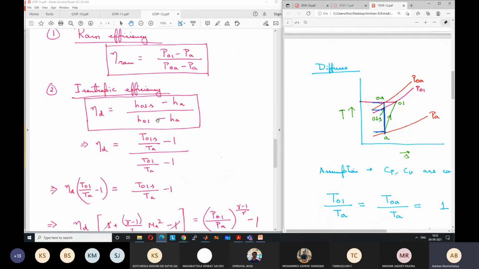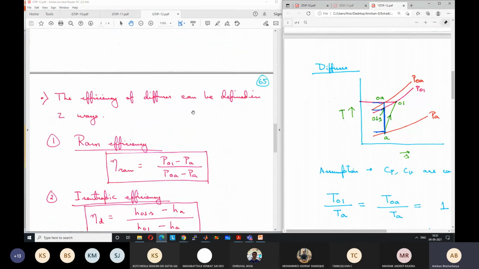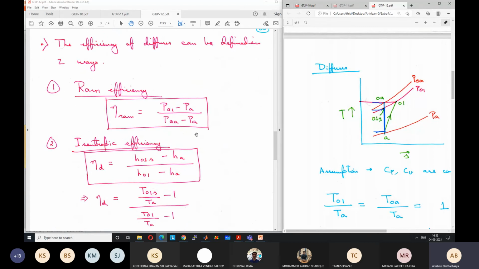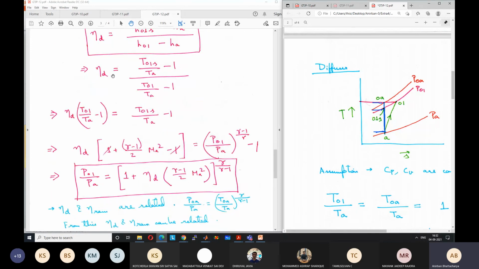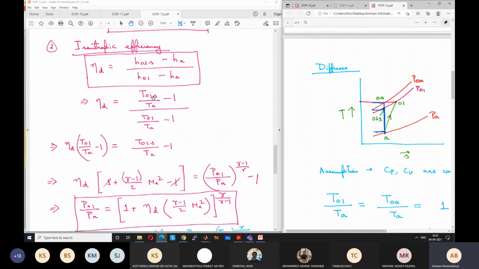So ultimately now we have to find the pressure. We already know how to find the temperature. If RAM efficiency is given, we can easily find the pressure. But if isentropic efficiency is given, how will we find the pressure? Let us see quickly. Eta d is equal to (T01s by TA minus 1) divided by (T01 by TA minus 1). If you take this to the left hand side, you get eta d into (T01 by TA minus 1) equal to T01s by TA minus 1.